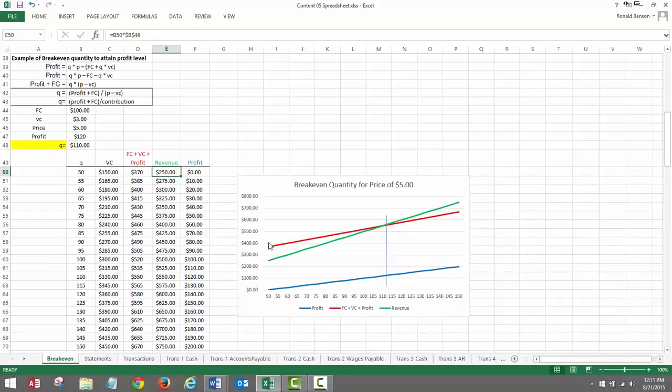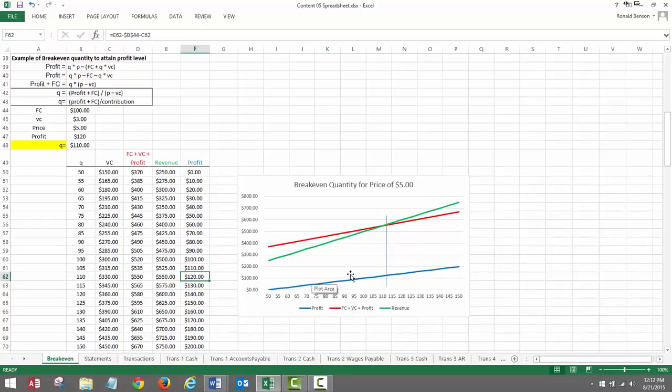So if we plot that, here's the fixed cost plus variable cost plus profit that we have to cover with our contribution. Here's the revenue, keeps going up, and at one point they are equal, and that comes out at about 110, which is what we calculated here. The graph takes 0, points it to 0 and 110. The profit, which is revenue minus fixed cost plus variable cost, is 0 at 50, goes up to 10, and at 110 becomes $120, which is the profit that we wanted to achieve.